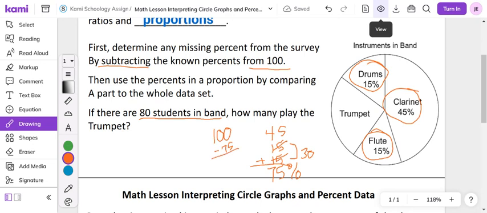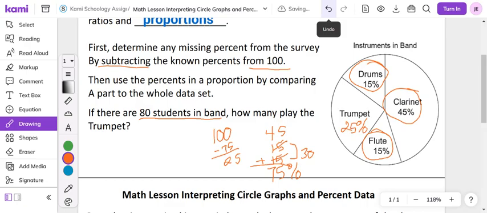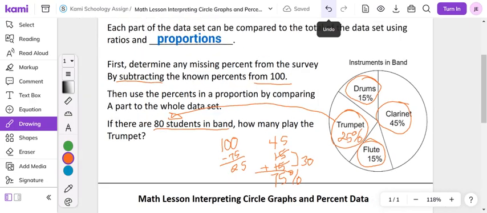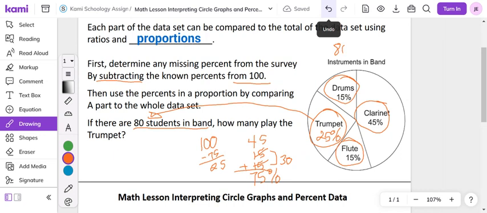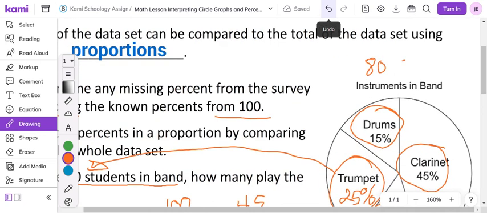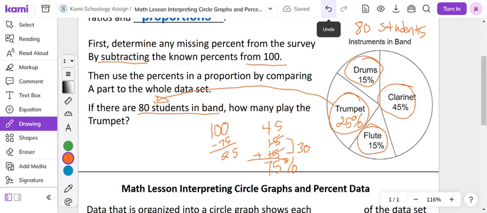So 100% minus 75 means the other remaining percent, which would be trumpets, is going to be 25% of the data. All right, now this is 25%, which is representative out of the 80 students. So let's put 80 students. That's the total, and then each one of the percents represents part of that.